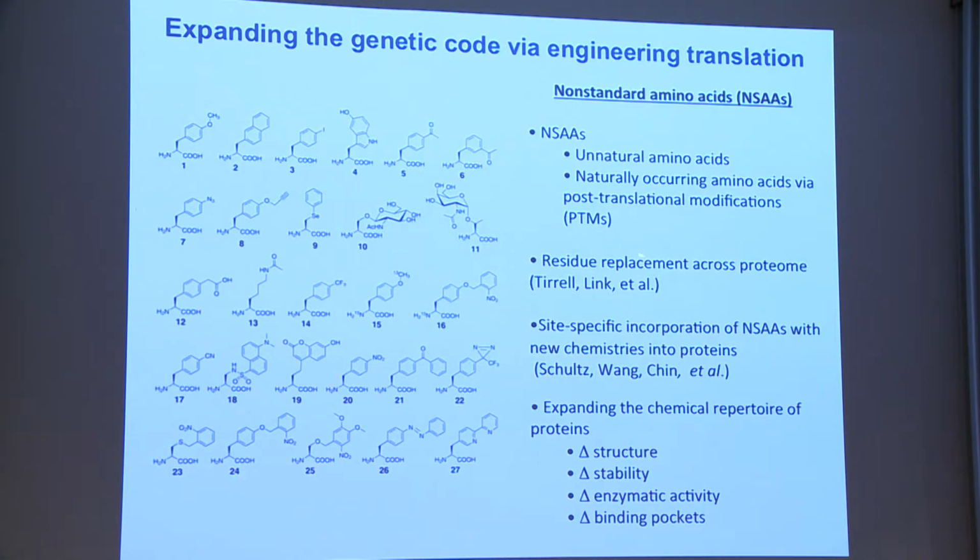And people have basically, for example, out of the lab of David Tirrell, replaced a residue from a native amino acid across the entire proteome with a close analog to encode these new amino acids in that manner. Others, such as Pete Schultz, Lei Wang, Jianming Chen, and my colleague Dieter Söll, have also used site-specific incorporation of non-standard amino acids to introduce new chemistries into proteins, all really with the goal of expanding the chemical repertoire of proteins, changing structure, stability, enzymatic activity, etc.